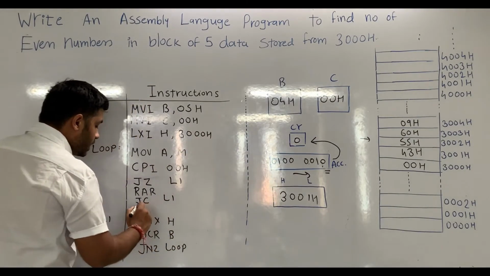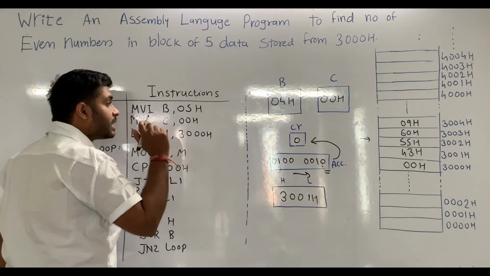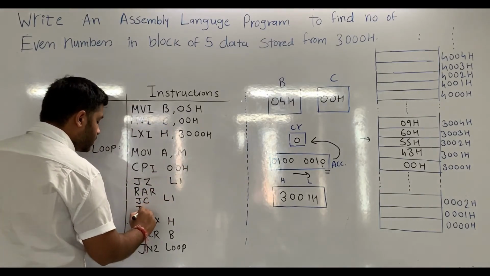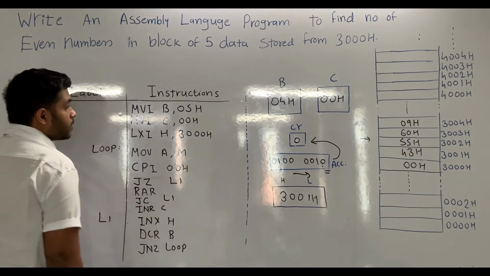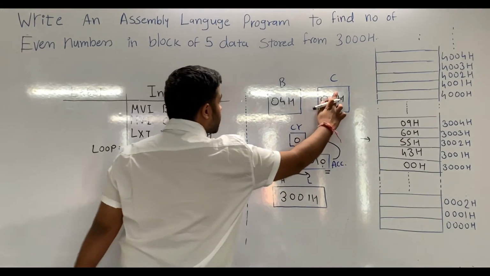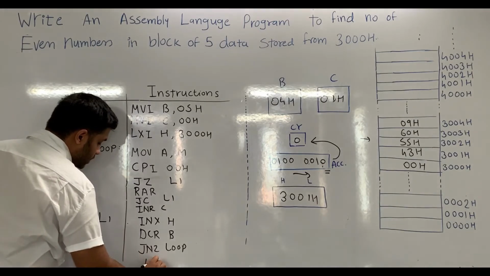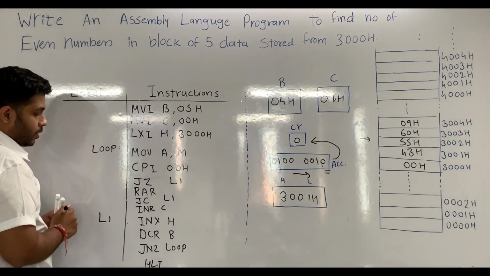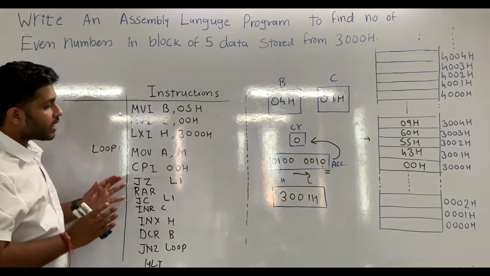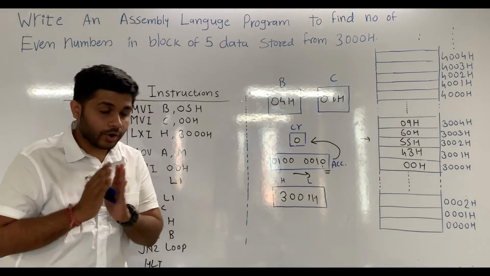When the number is even, in that case, we will increment the content of register C by 1. It means it will become 1. And after that, at the last, we will use the instruction halt. So this is the program using which we can find whether the number is even or odd.